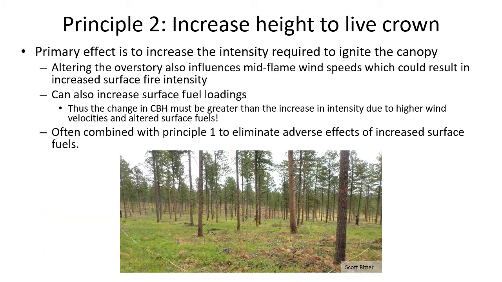Alternatively, you could use a broadcast prescribed burn like we see on the left there to reduce the surface fuel load. So then principle number two, increase the height to live crown. The primary effect here is to increase the intensity required for tree torching or crown fire transition.